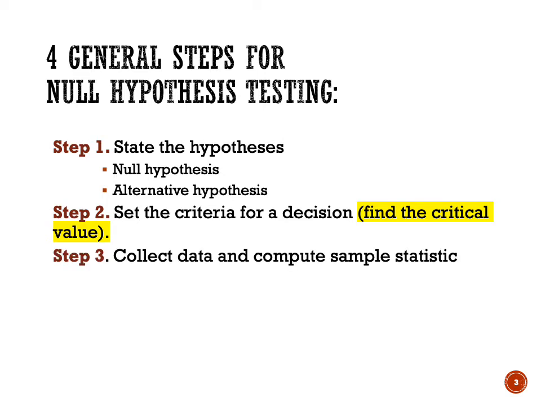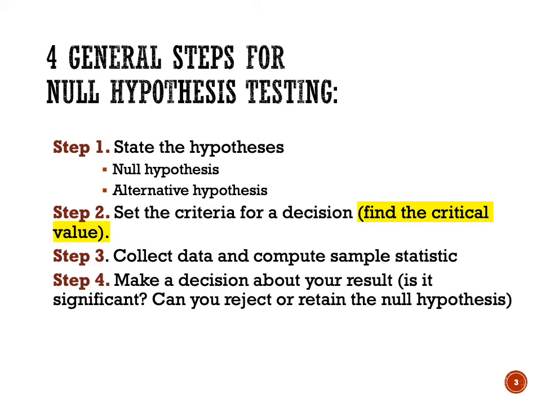Step 3 is you're going to collect your data and compute your sample statistics. So based on your data, you'll usually be using a formula to calculate the sample statistic. In this class, again, you'll be learning how to compute the chi-square statistic, the R statistic, which is for correlation, and the T statistic for t-tests. And then lastly, step 4, you'll compare your sample statistic that you computed in step 3 to the critical value that you found from step 2, and based on that comparison, you'll make a decision about whether or not your results are significant.